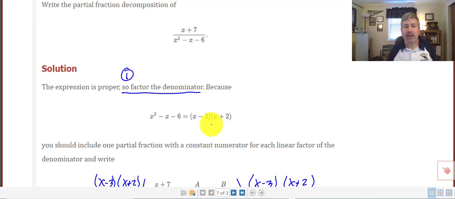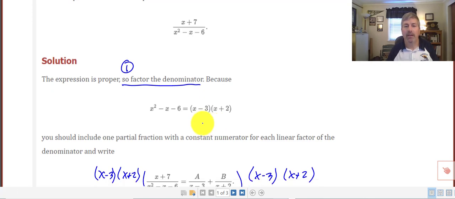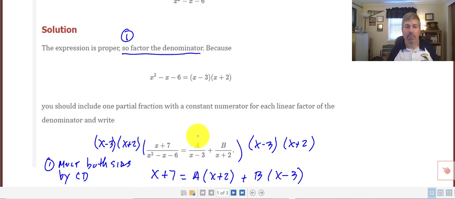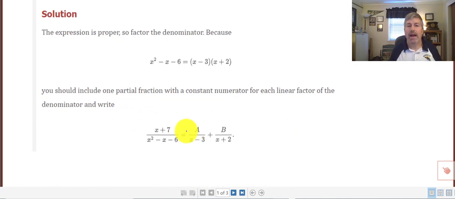And each of these factors will become one of the denominators of our partial fractions. So it says here you should include one partial fraction with a constant numerator for each linear factor of the denominator. So once you factor your denominator, rewrite your original question, in our case x plus 7 all over x squared minus x minus 6 equals, and then A over one of the factors, in this case x minus 3, plus B over x plus 2.